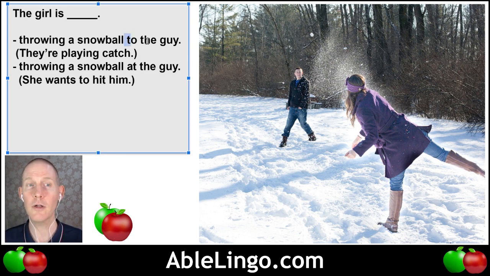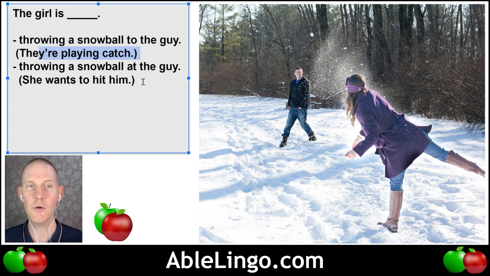So if she's throwing the ball to the guy, she expects him to catch it and throw it back. But if she's throwing a snowball at the guy, she wants to hit him. She's not expecting him to throw it back. Okay. So hopefully that makes sense. So Modulin Hulali says she plays with him, right? So to the guy would probably be playing with him. That would be like tossing it to someone. Here, catch. And they catch it and they throw it back to you and you go back and forth.